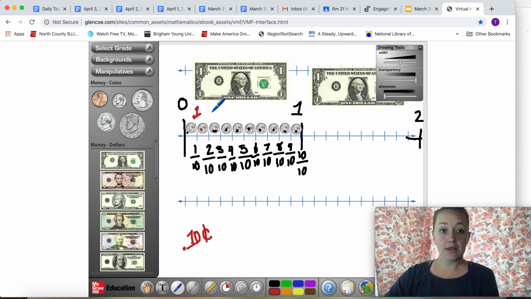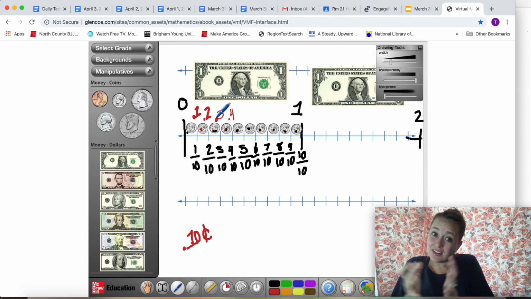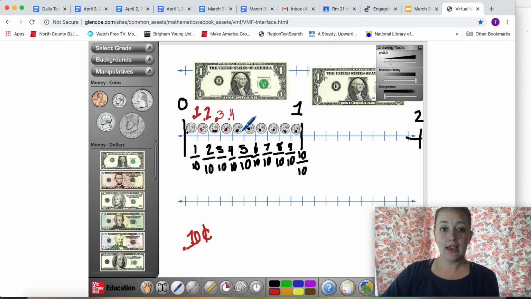Now if I have 2 dimes, I have 2/10. If I have 3 dimes, then that means right here I have 3/10, much better. 4 dimes is 4/10. Don't forget your decimal point, because that shows, hey, this is not 4, this is 4/10. It means it's part of a whole. So 1, 2, 3, 4, 5 dimes means it's 5/10.